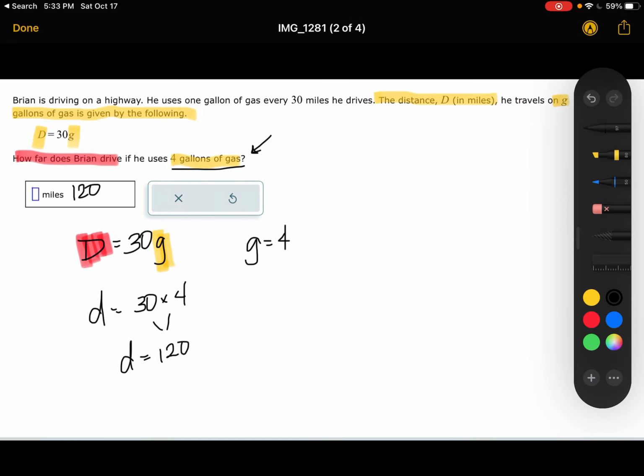Okay. So before you tell me that you don't know how to do this question, please know that this is a very simple question where you're inputting essentially a value for a variable to solve a question. So that's it. It's very simple.